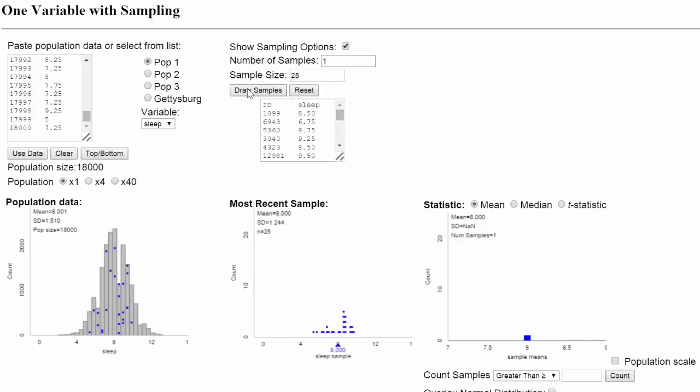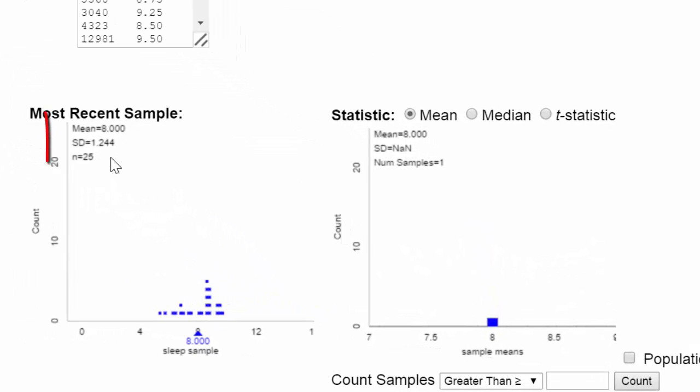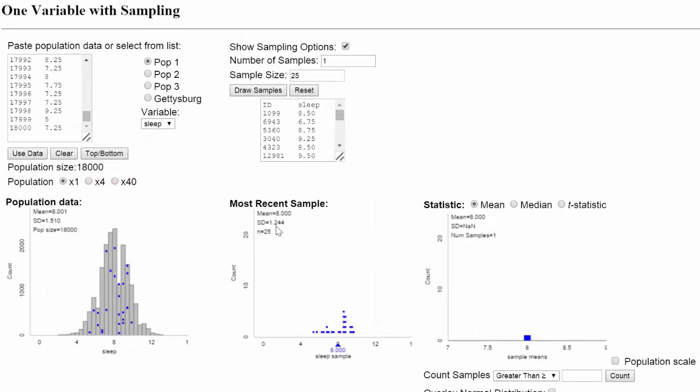And let's note the mean of this sample. Mean is 8.00 with a standard deviation of 1.244. And let's do this maybe a total of 5 times just so we can see what's happening. We can see our distribution that we obtained here.